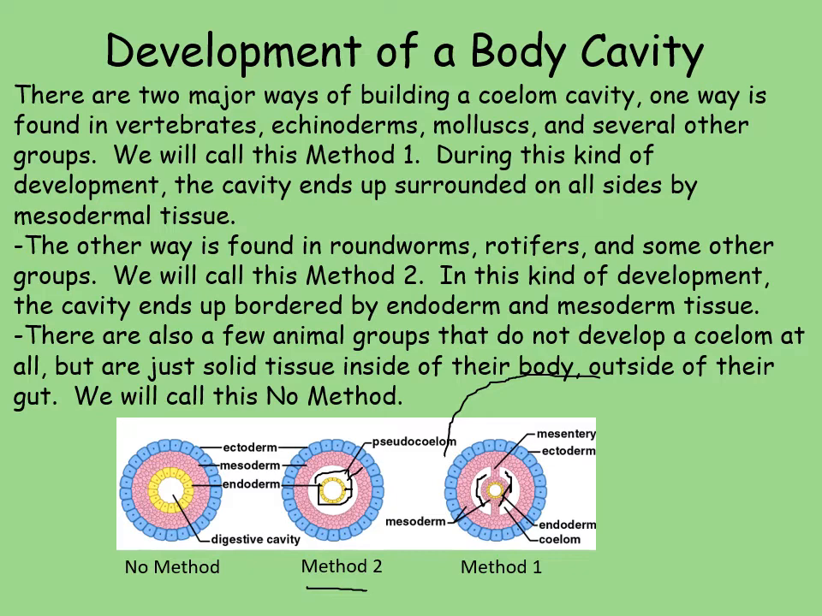There are some animal groups that don't develop a coelom at all, but are just basically solid tissue outside of their gut. So we call this no method. They do not have a body cavity. They just have a gut, and then surrounding the gut is just solid tissue going to the outside of the body. So that's no method.